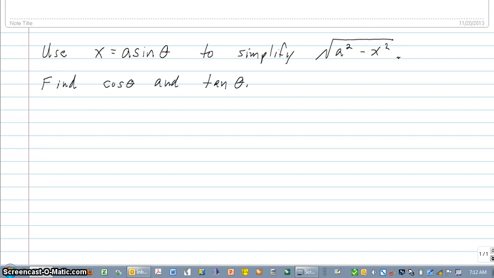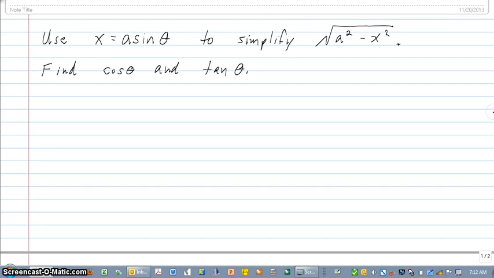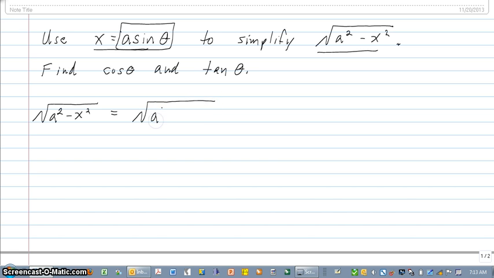Okay, so in this video we're going to answer the question that we have on the screen, and this is just a trig substitution. We're given a substitution that we want to place into this expression, and so we want to simplify square root of a squared minus x squared. So in place of x, I'm simply going to put a sine theta. So in my expression that I'm given, I put a sine of theta, and that's all squared.